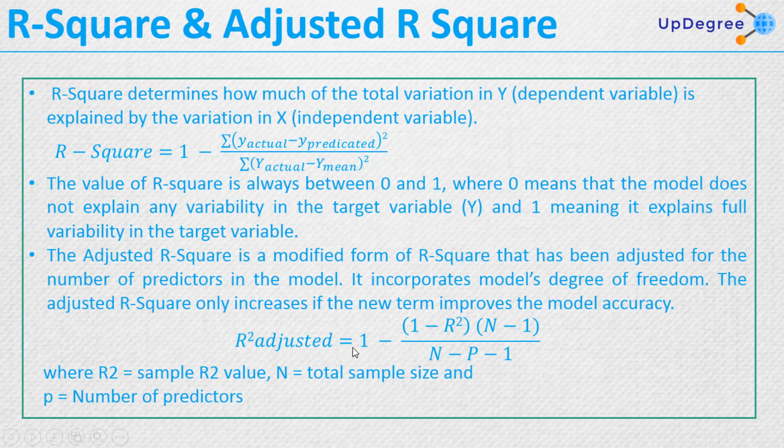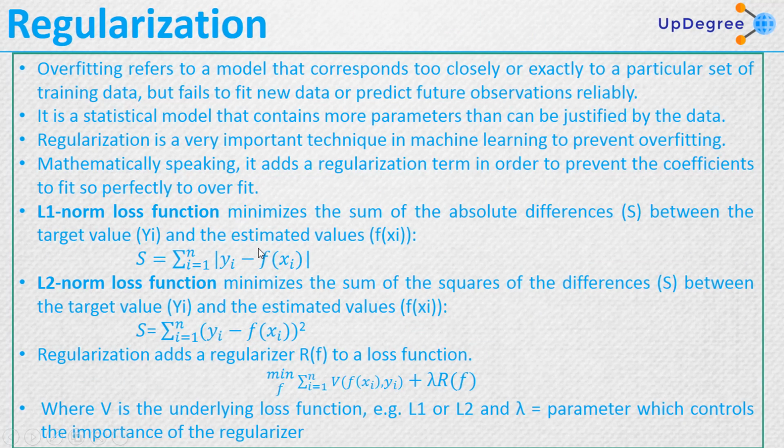So adjusted R square is equal to 1 minus (1 minus R square) into (n minus 1) whole by (n minus p minus 1). Here R square is the sample R square value, n is the total sample size, and p is the number of predictors. So in this way we have discussed what is R square and what is adjusted R square. Now we are going to discuss regularization.